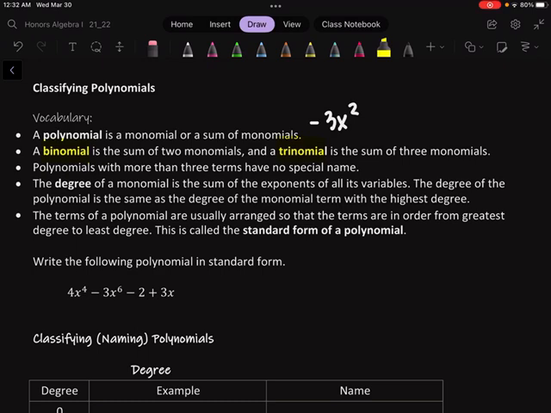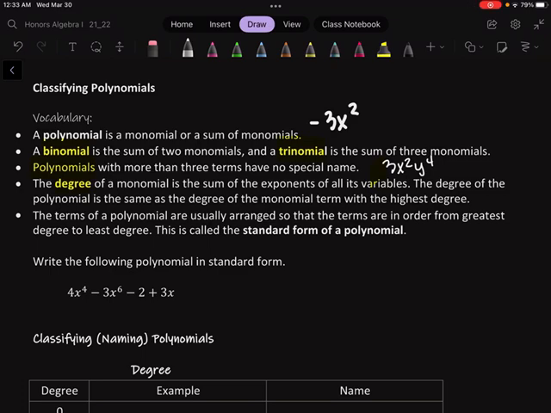And then we'll get down to polynomials that have more than three terms. We really don't have a specific name, so we'll classify polynomials by the number of terms. And then the degree of the monomial is the sum of exponents of all its variables. So if I have 3x squared y to the fourth, what is the sum of those exponents? That would be 6. That would be the degree.